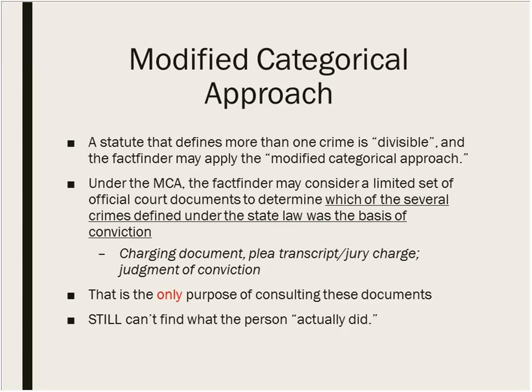So we have to look at some documents that we're going to talk about in more detail in a second, which is the charging document, possibly the plea colloquy, possibly the jury instructions, definitely the certificate of disposition, any verdict form, and figure out what subsection or which elements your client was convicted of. Again, we are still not looking at what your client actually did.